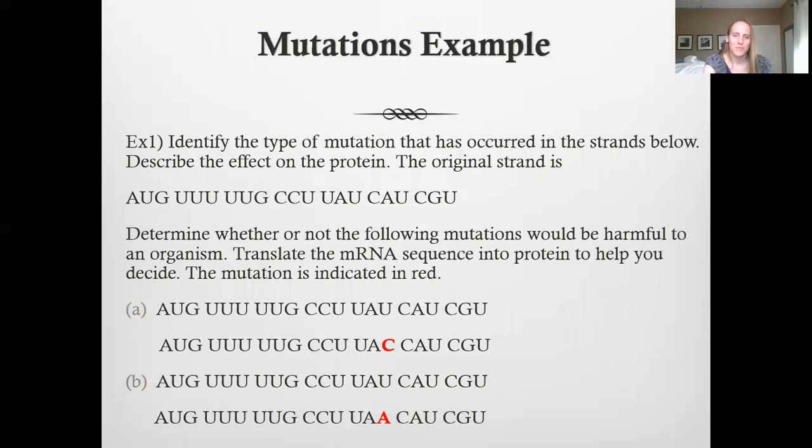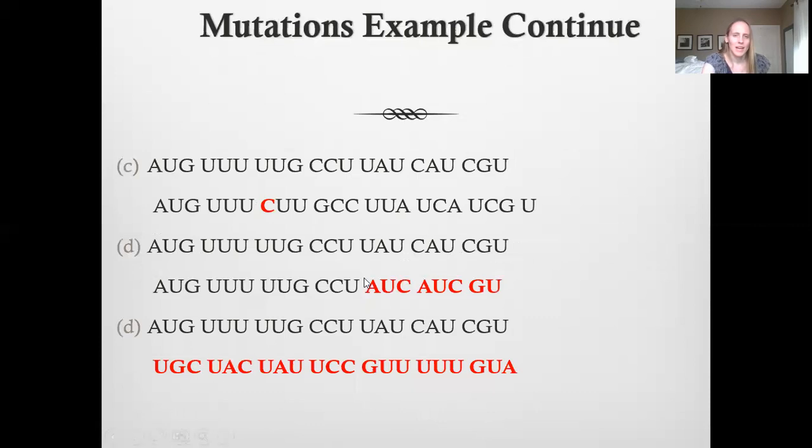So these are just some examples of what mutations could look like. So here I've swapped out a U for a C. In this case here, I've swapped out a U for an A. Both of those are types of point mutations, because I'm just swapping out one nucleotide or one nitrogenous base for another. With this example here, again, that's another point mutation.